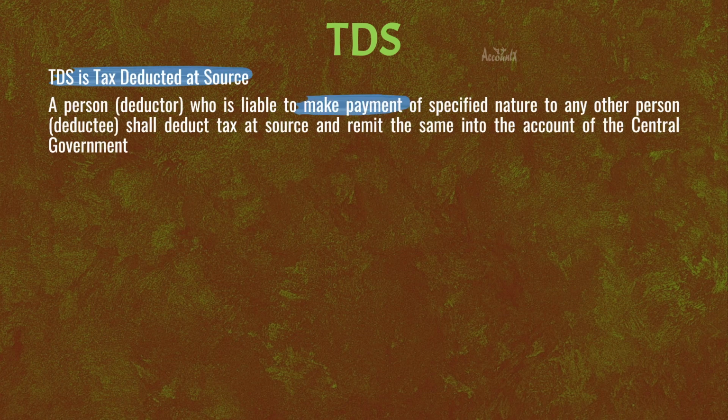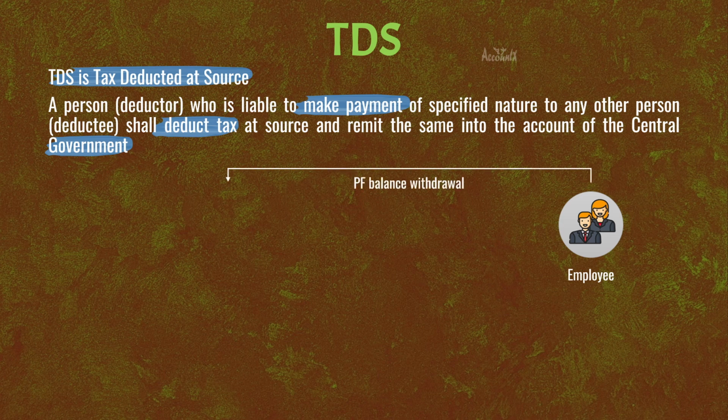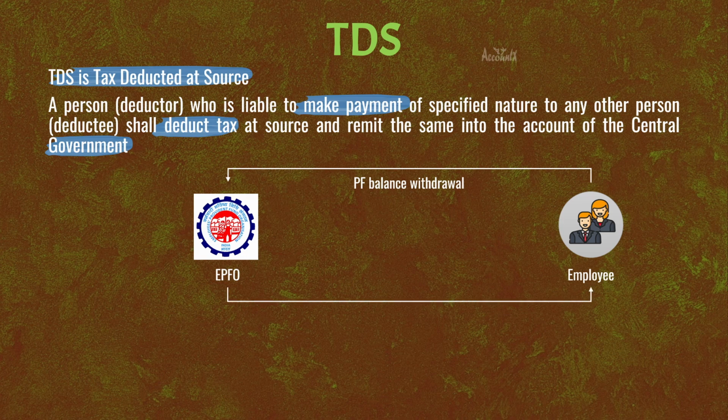TDS is tax deducted at source. Here, the person making payment is required to deduct tax and pay it to the government. Let's say you are an employee. After some time you quit the job and you decide to withdraw your PF balance. So you submit your application for PF withdrawal on the EPFO portal, that is Employees Provident Fund Organization portal. Once your application is processed, the EPFO would pay you your PF balance. So here the person making payment is the EPFO. So the EPFO is the deductor and you are the deductee.